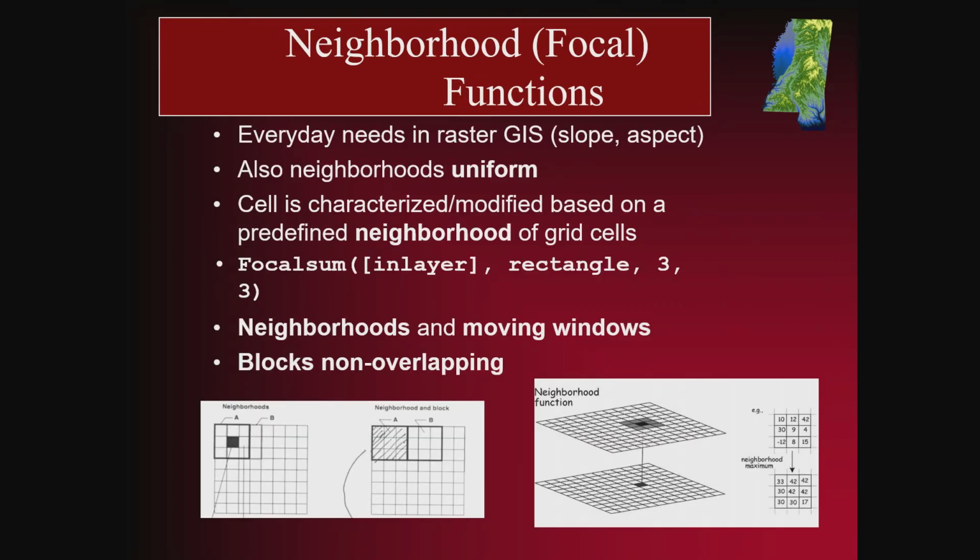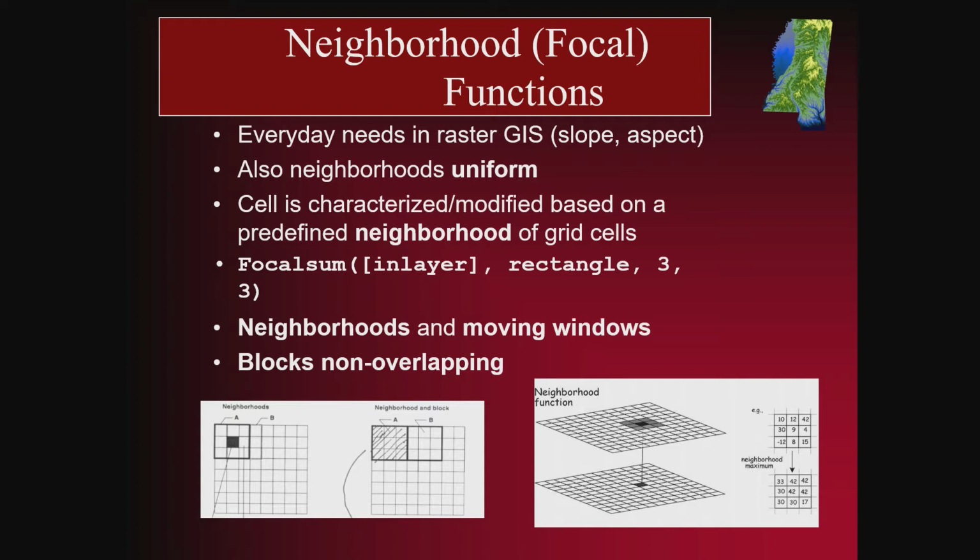Sometimes there are operations that don't look at neighborhoods. They're not commonly used. Another way to think about that is that they're just resampling the data set. But typically in GIS software and literature, we refer to that as a block operation. Block operations are like neighborhood operations, but they are not overlapping.